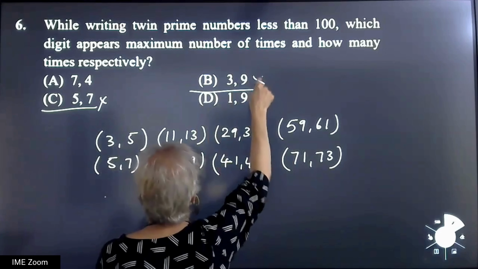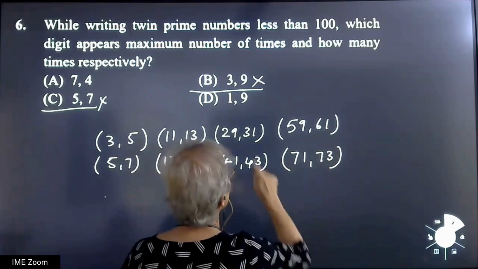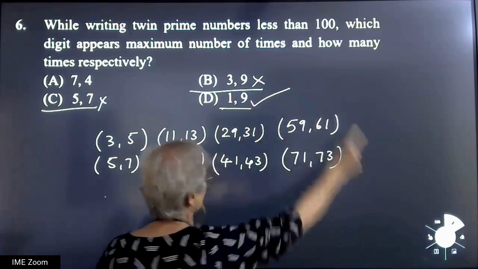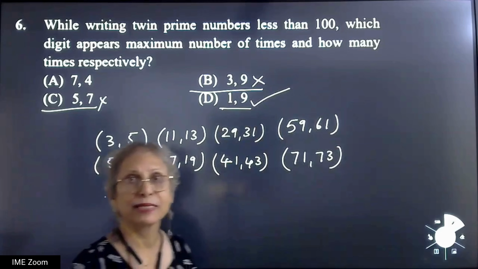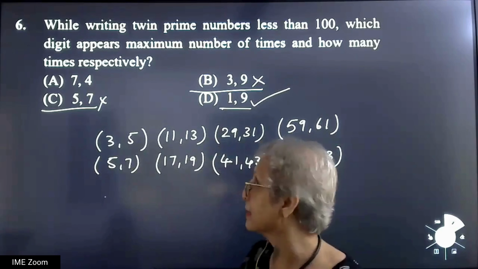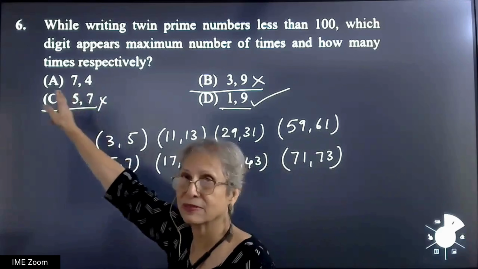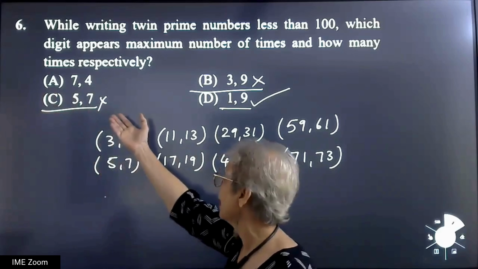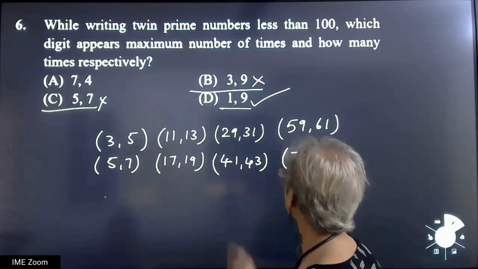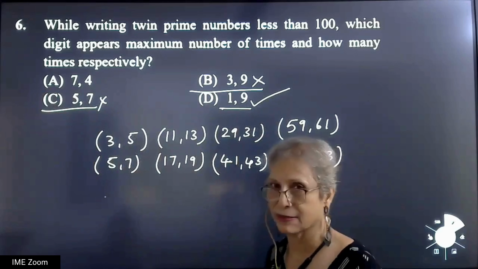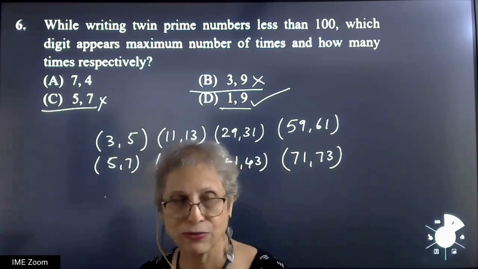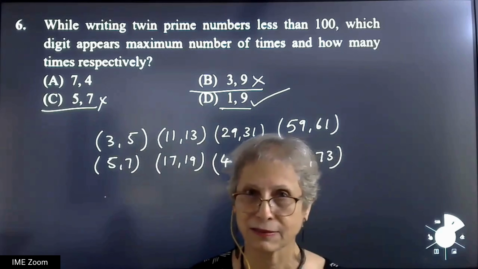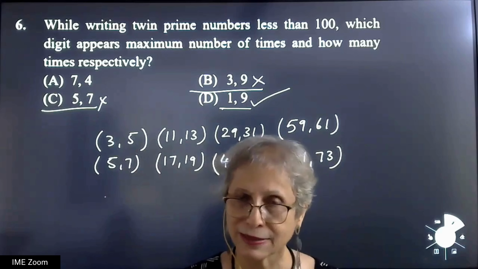So out of these, the last digit remaining is 1. Let us find out. 1, 2, 3, 4, 5, 6, 7, 8, 9. Correct. This is the correct option. 1 appears the maximum number of times, that is 9. 7 appears 4 times, which is fewer, and therefore 1 appearing 9 times is the correct answer. Okay, so that's all for prime numbers. We'll meet in the next lecture.